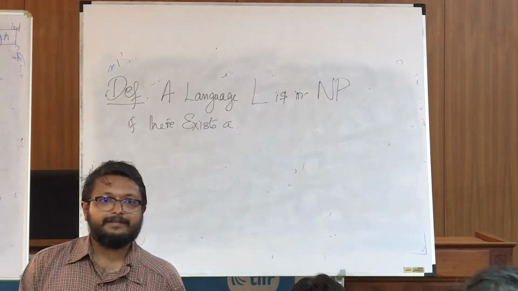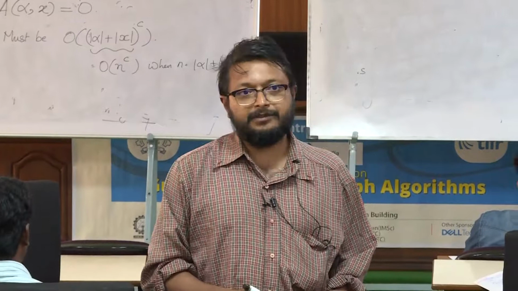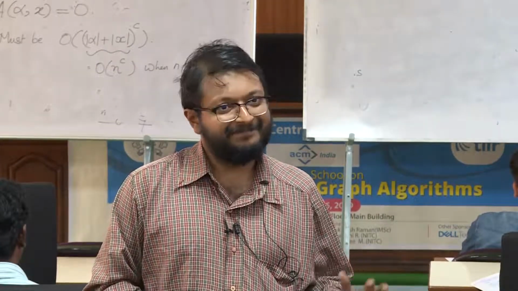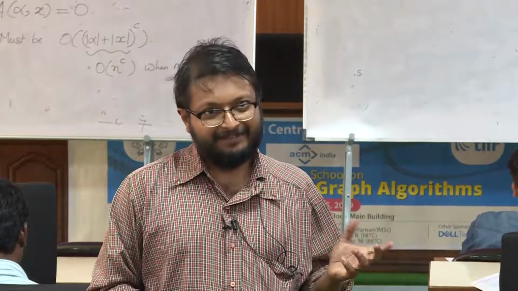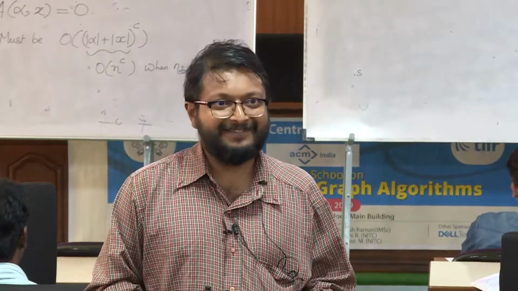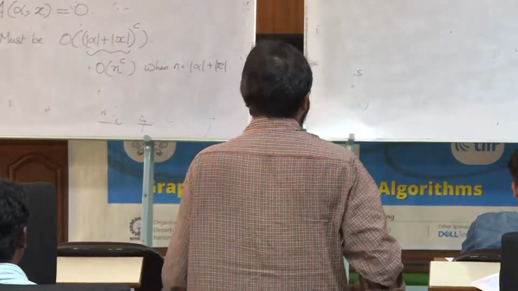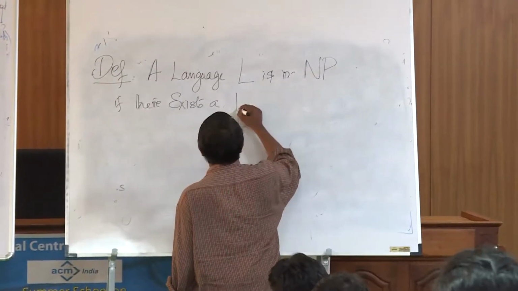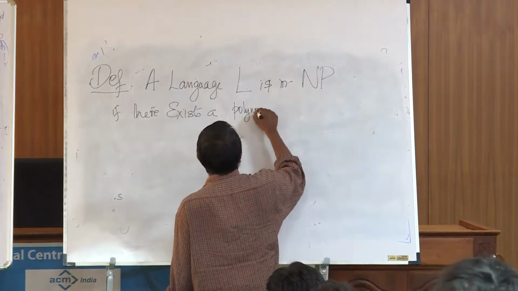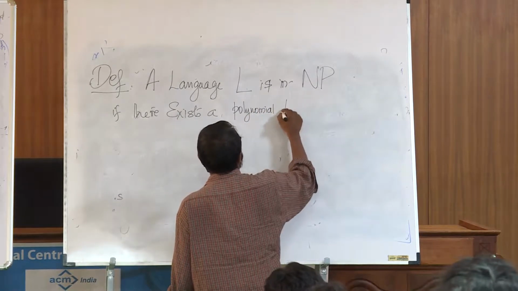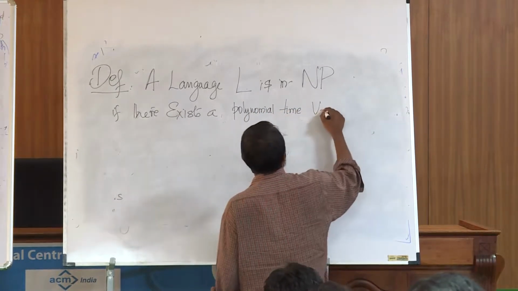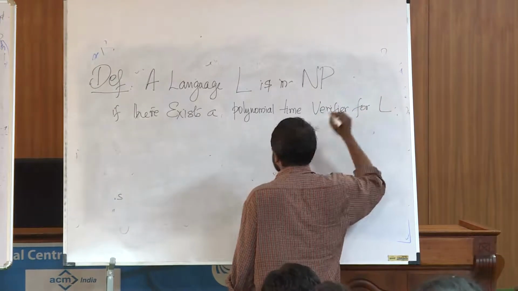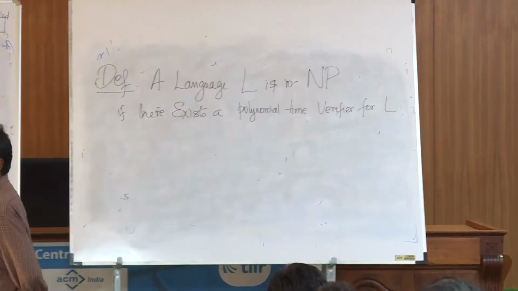There is an equivalent characterization for this class in terms of non-deterministic Turing machines, which I am not going to pursue here. This is an equivalent way of defining it, which avoids Turing machines. So L is in NP if there exists a polynomial time verifier for L.